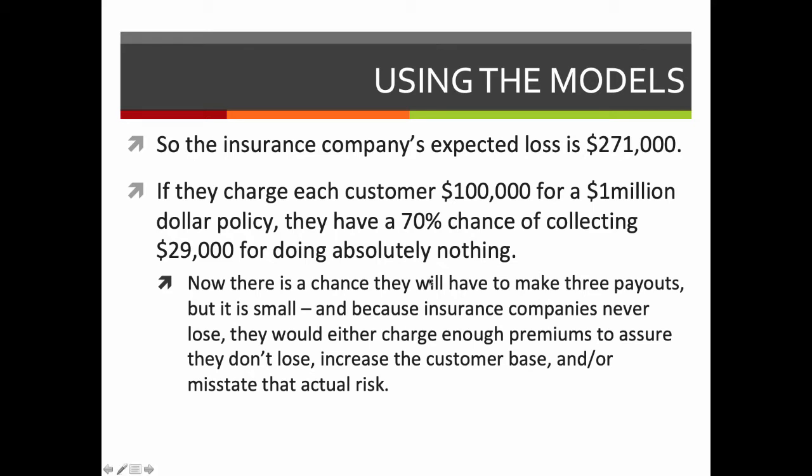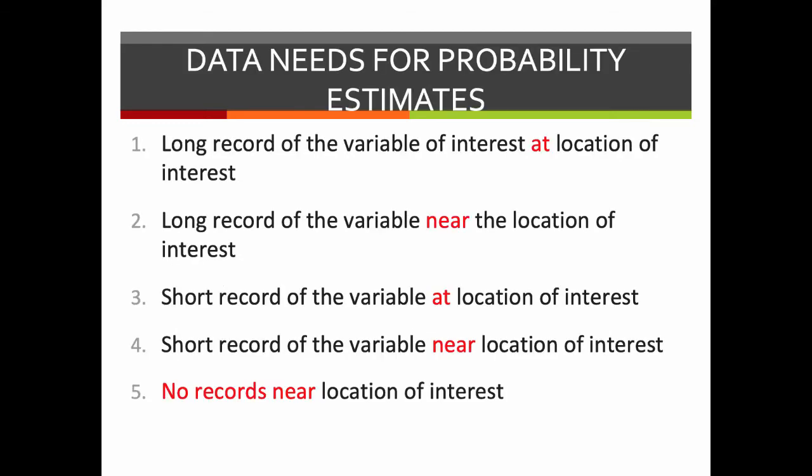So the insurance company's gamble is that on average they're only going to lose $271,000, but they're going to take in $300,000. Worst case, they're going to lose $3 million. Best case, they're going to lose nothing and pocket the $300,000. And so if you have enough customers, the arithmetic works out pretty good for you. So that's the idea of risk.